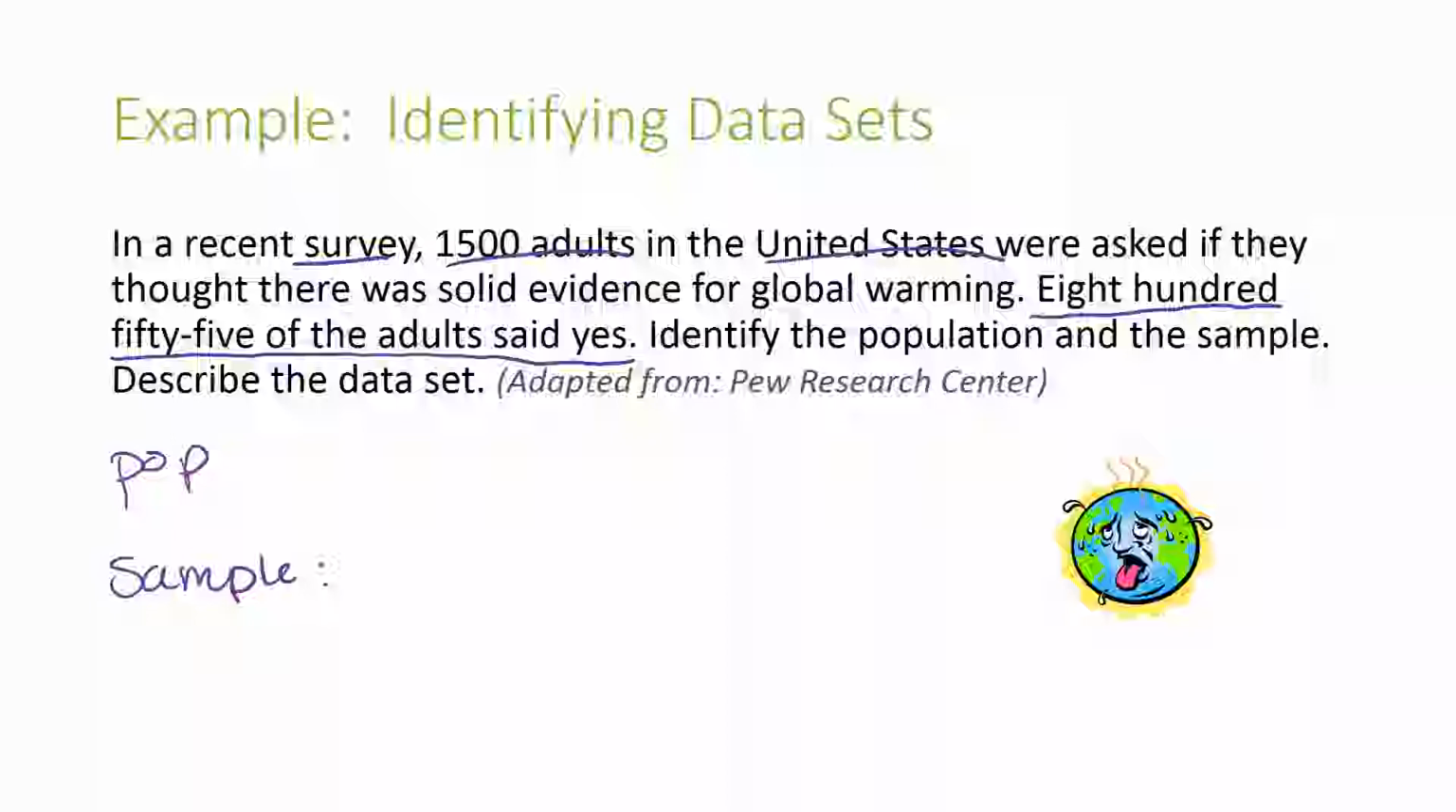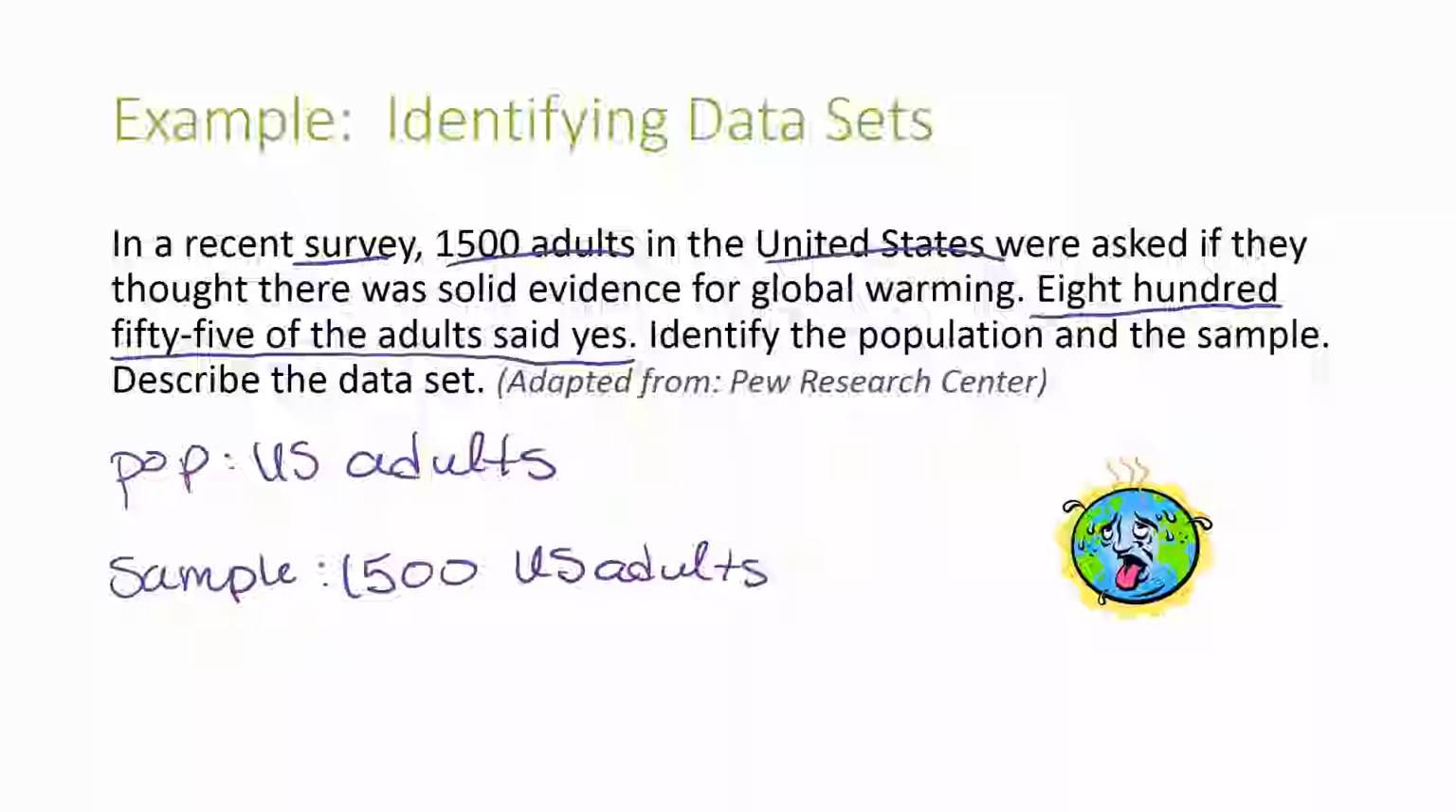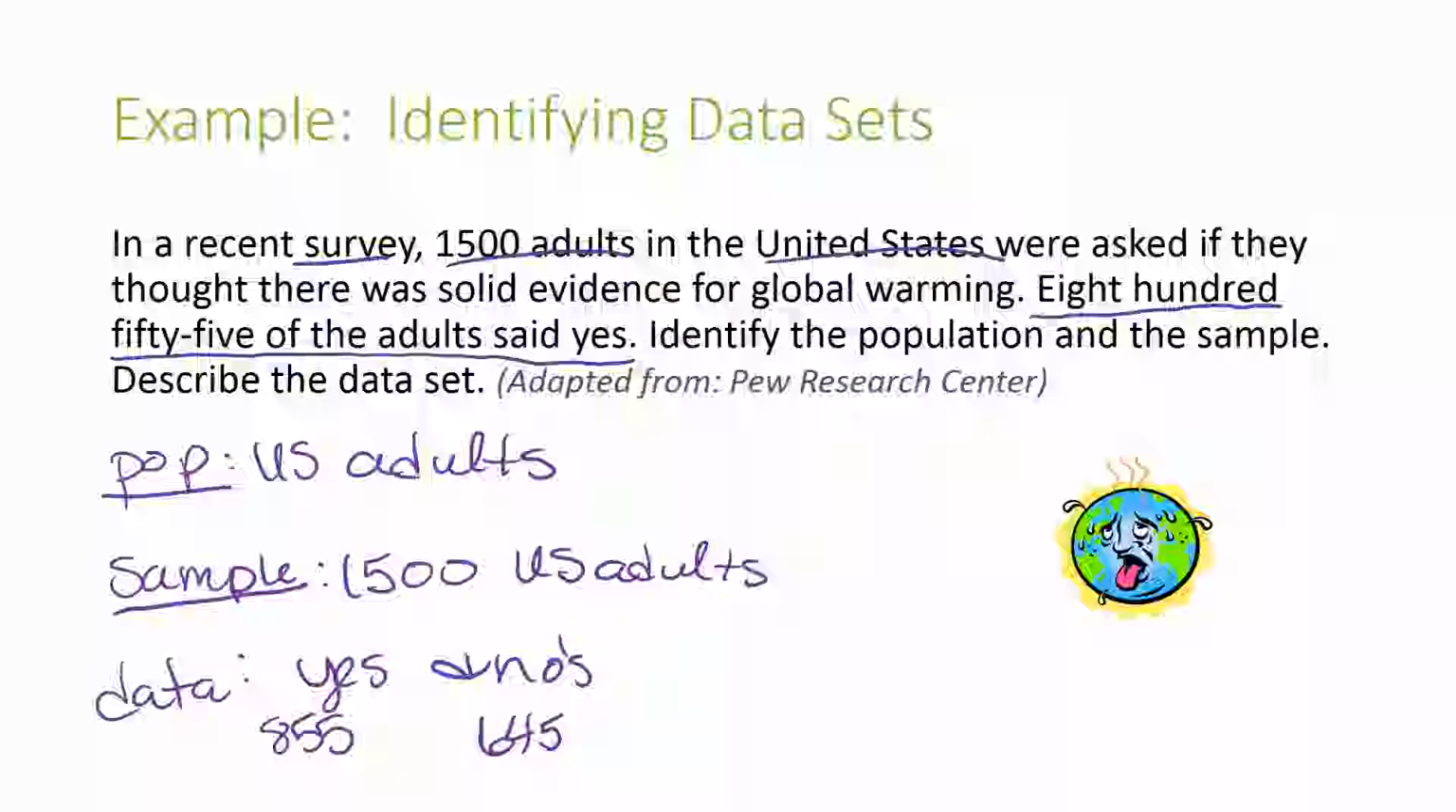So the sample is just the people we talked to, so it's just the 1,500 US adults. But since we only surveyed US adults, we must be interested in only US adults as our population. And again, this sample is a subset or some smaller group of the bigger population. The data is our list of yeses and nos. Specifically, since it tells us that 855 say yes, that means it is a list of 855 yeses, and the remaining 645 people would have said no.